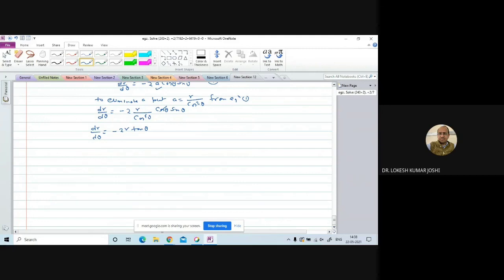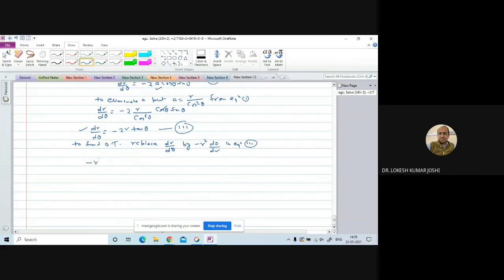Now, to find the orthogonal trajectory, we have to replace this dr/d theta. The name says its nature: the orthogonal trajectory is the curve which is orthogonal to this curve. If the slope of the first curve is dr/d theta, then we must replace dr/d theta by minus r square d theta/dr. Say this is equation number 3. In equation number 3, replace it.